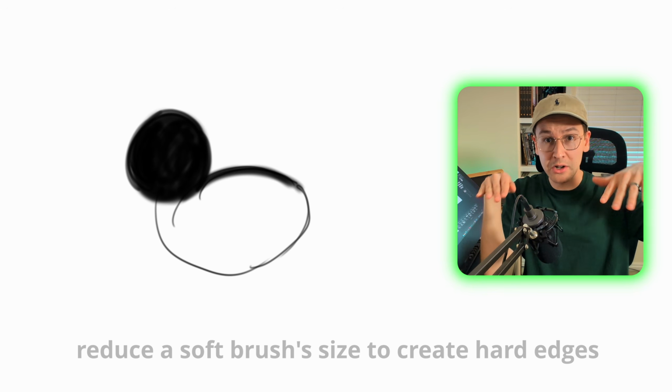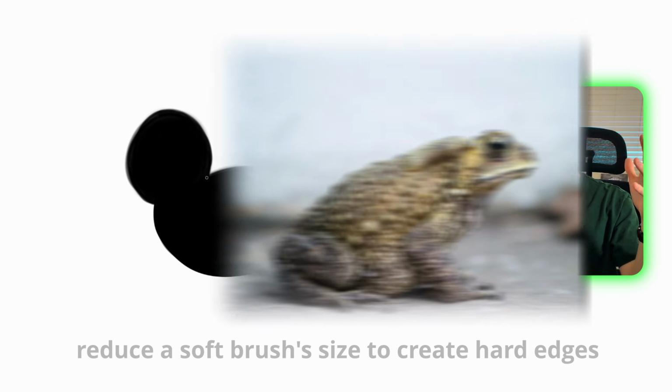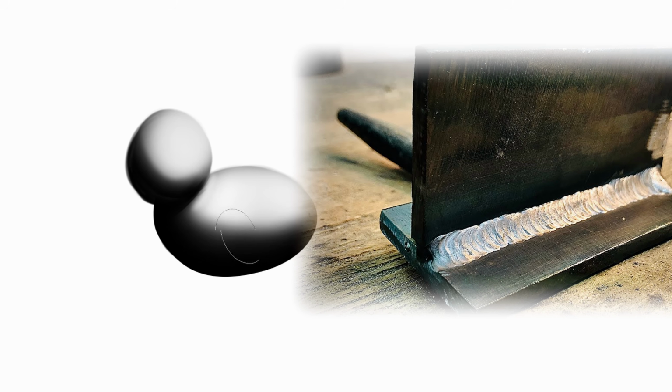Forms that connect also can create a soft edge, almost like they're melding together, right? Like the bumps on the back of a frog, or maybe two welded metal pieces together, they kind of blend into one another.